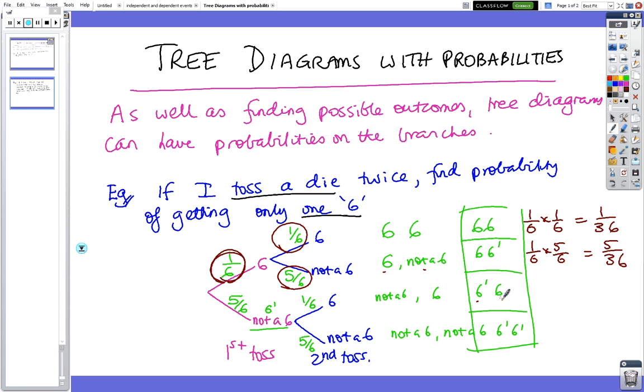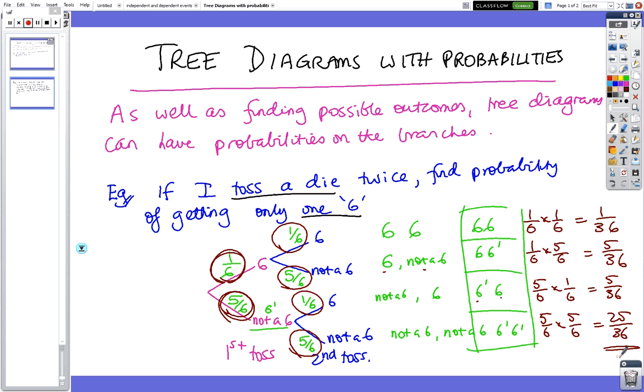And then the not and the 6 is that number times that number. So that's 5 over 36. And then the last one will be 5 times 5, which is 25. And then all those numbers add to 1, because they're all the things that can happen. Okay, so copy that and then come across and we'll look at another example.